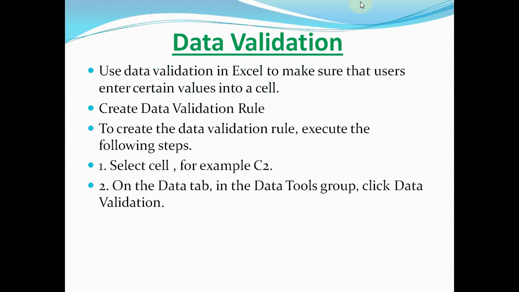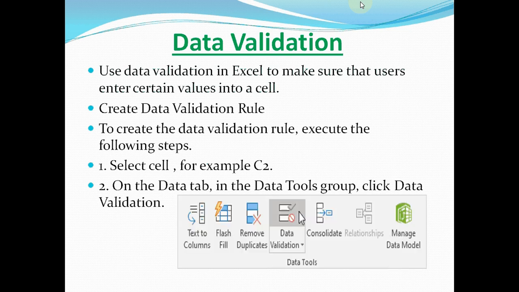The steps to create the data validations. To create the data validation rule, execute the following steps. First, select the cell in which you want to put the data validation. For example, select cell C2. Go to the Data tab, in the Data Tools group. Click on the Data Validation button, which you see in this picture.